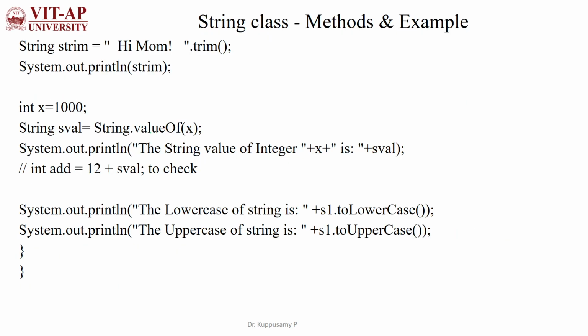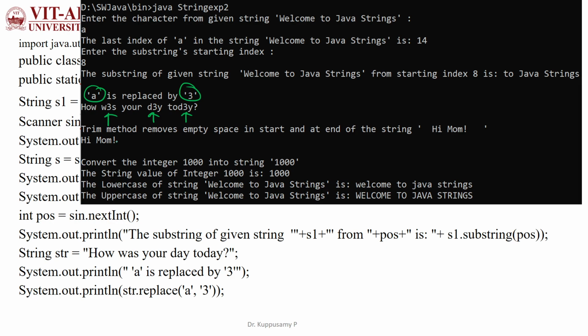And the next one is the trim method. Here the string is created with an empty space available at the start of the index, and empty space available at the end of the index. This space will be trimmed from the given string by using the trim method. As per this, I got the output. You see the space in front of the h is removed, and after the exclamation symbol also removed. So this is the purpose of the trim method in the string class.